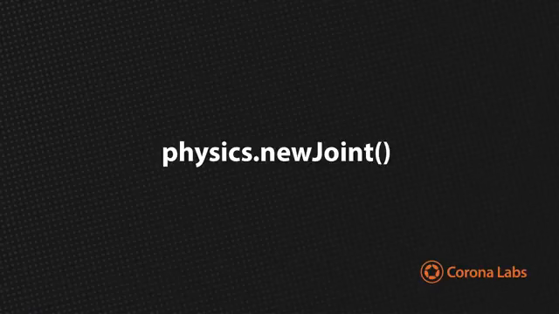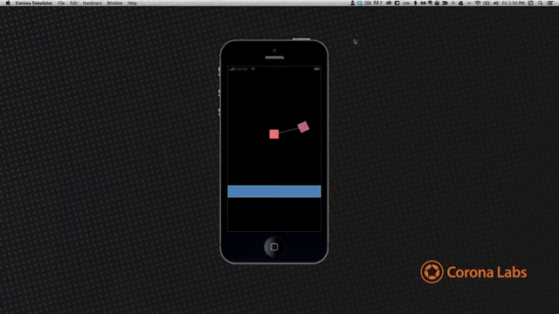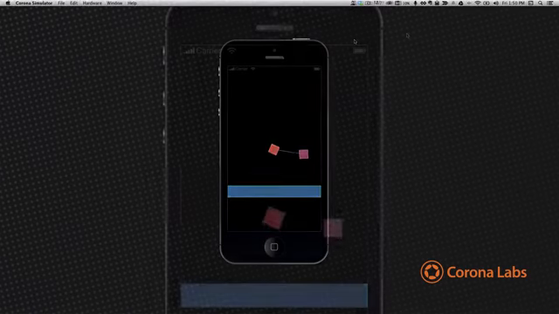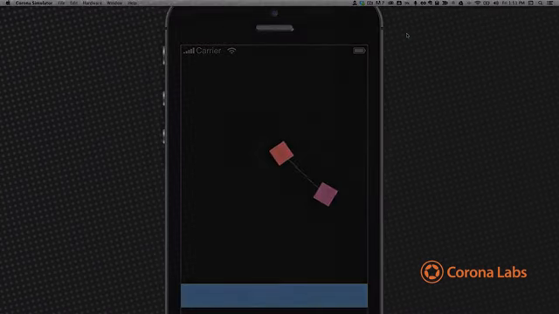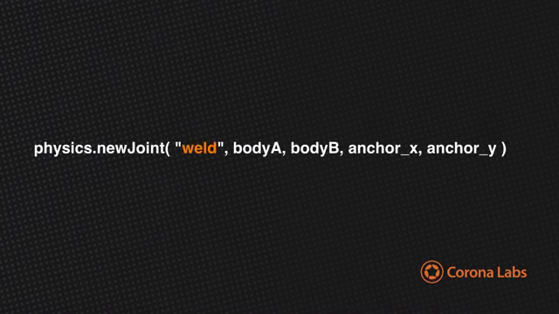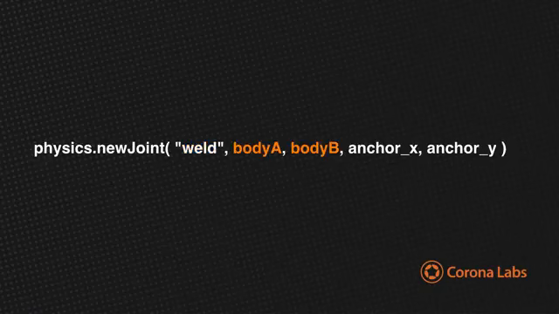Most joints are used to connect two rigid physical bodies, which means you must first create these bodies and then submit them as arguments to the physics.newJoint constructor function, along with other properties that may vary depending on the type of joint being created. A weld joint can be used to rigidly attach two bodies at a specified anchor point in content space coordinates. The initial arguments of physics.newJoint are bodies A and B to be joined, followed by an x and y coordinate for the anchor point.